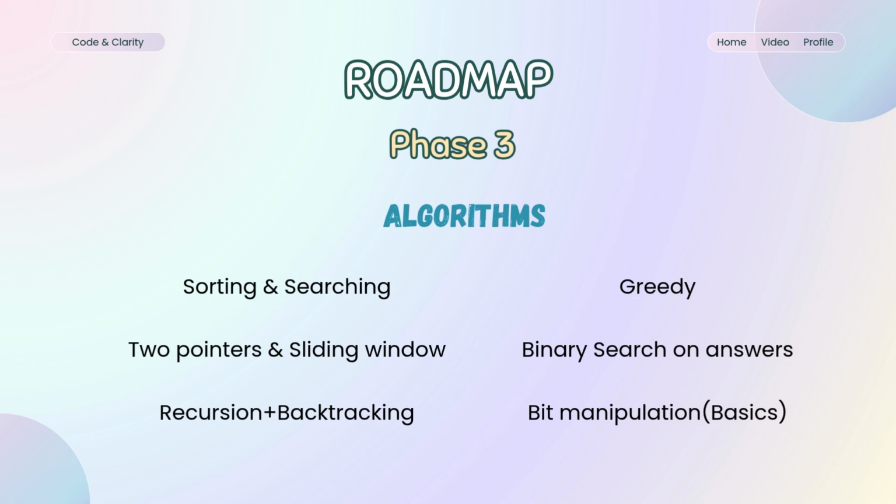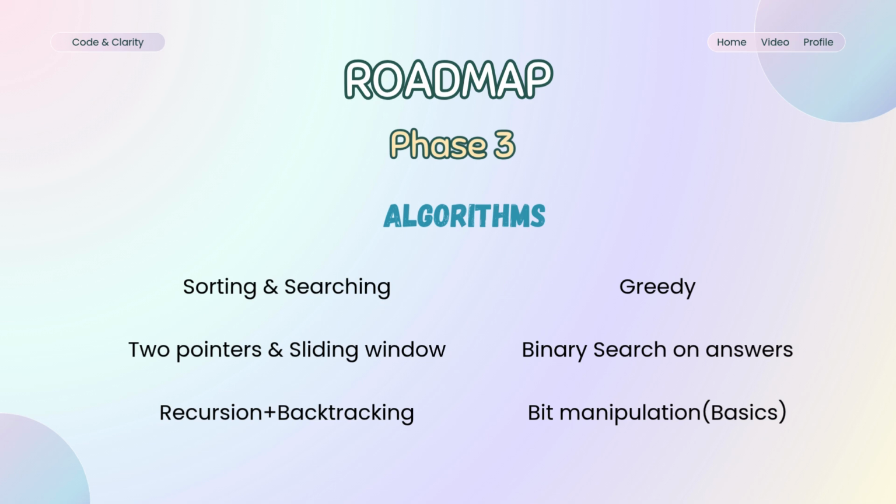Now, coming to the next phase. The next phase is the algorithms. Take about almost 4 to 6 weeks time to learn these algorithms. First, start with the sorting and the searching algorithms, because these are must know for any interview. Then move to two pointers problem and the sliding window problem. These problems are very much efficient in problem solving.